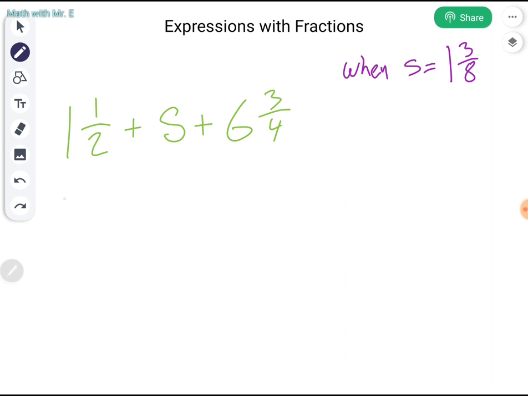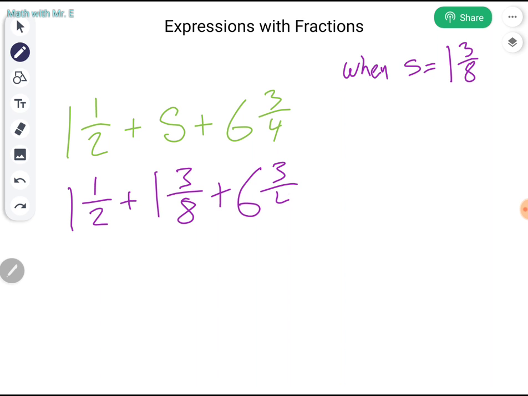So first thing is to go ahead and plop that s into our expression. So now we've got 1 1/2 plus, instead of s, we'll write 1 3/8, plus 6 3/4. So let's look for our least common denominator here so we can add them all together. We've got 2, 8, and 4. We know those are all going to go into 8, which would be our least common denominator.